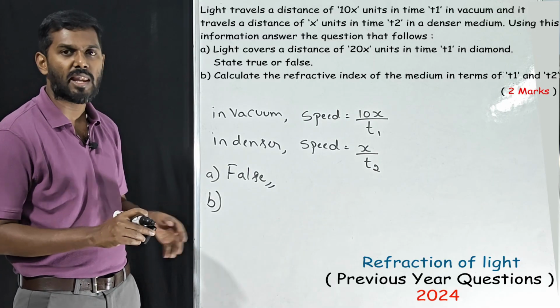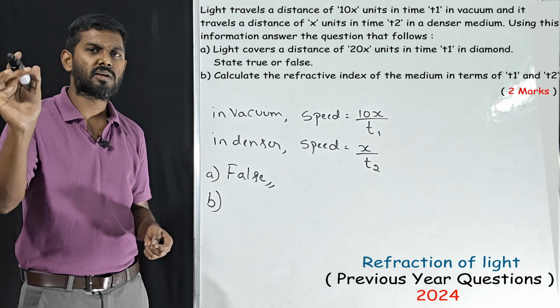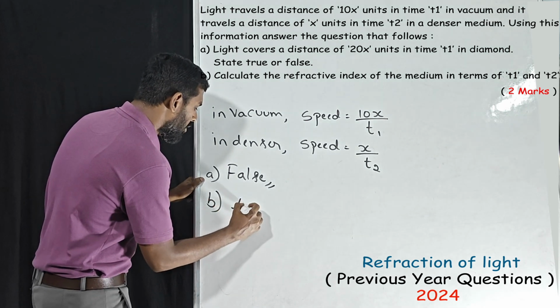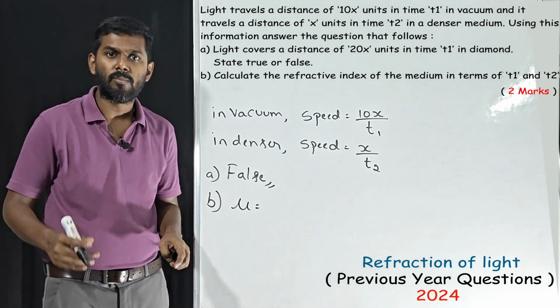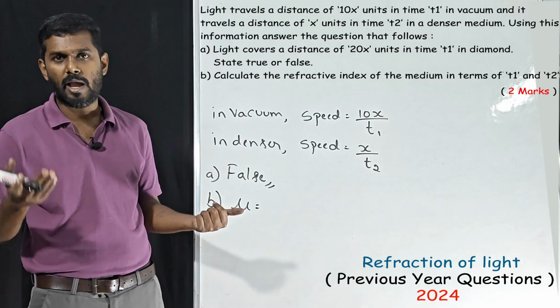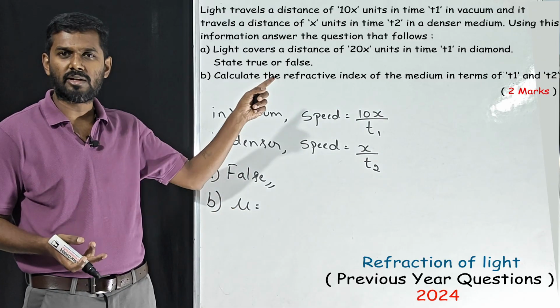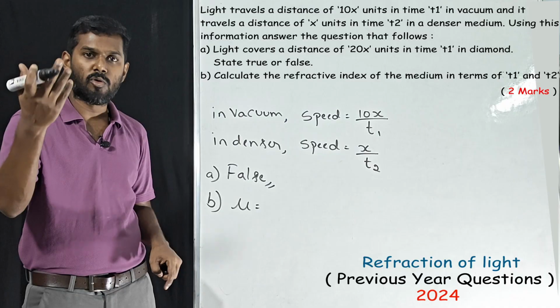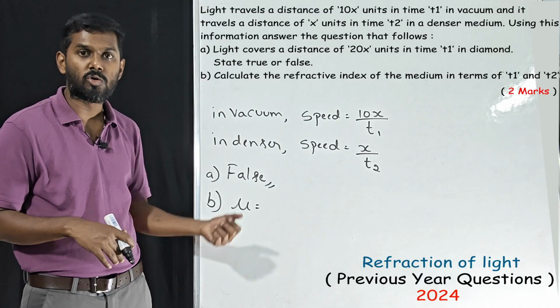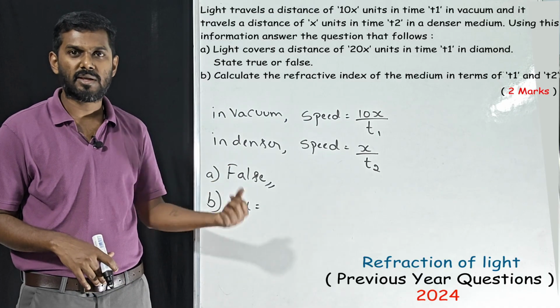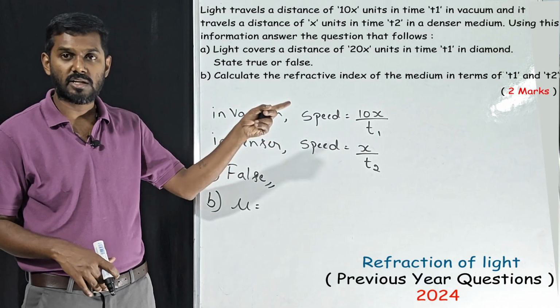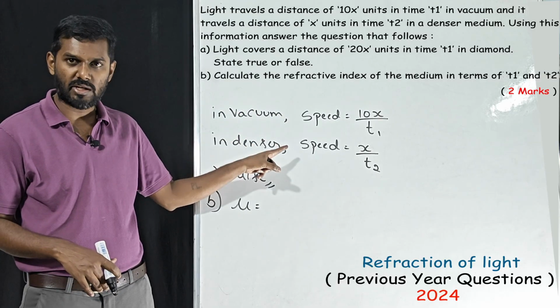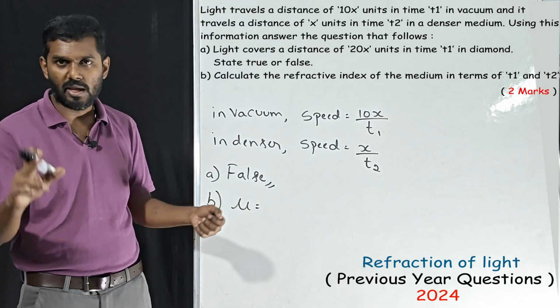So now we have to calculate the refractive index. What is the formula for refractive index? Refractive index is equal to real depth by apparent depth, but this is not related to real depth and apparent depth, so that is not the formula. And we have one more formula: mu is equal to sin i by sin r. Angle of incidence and angle of refraction are not given, so sin i by sin r I cannot use.